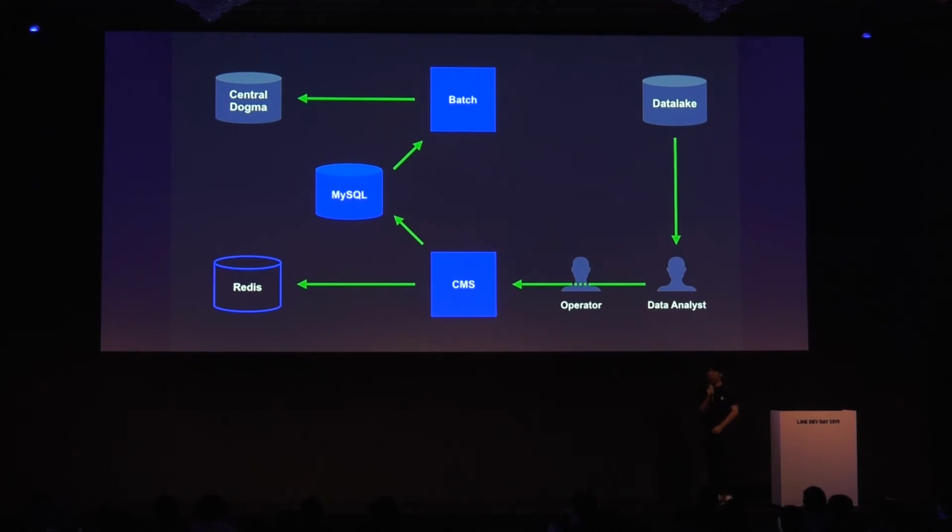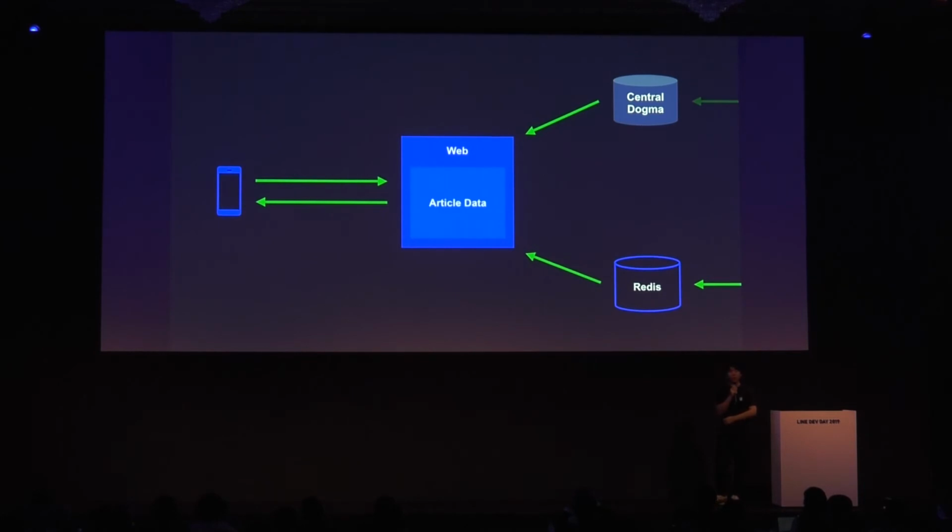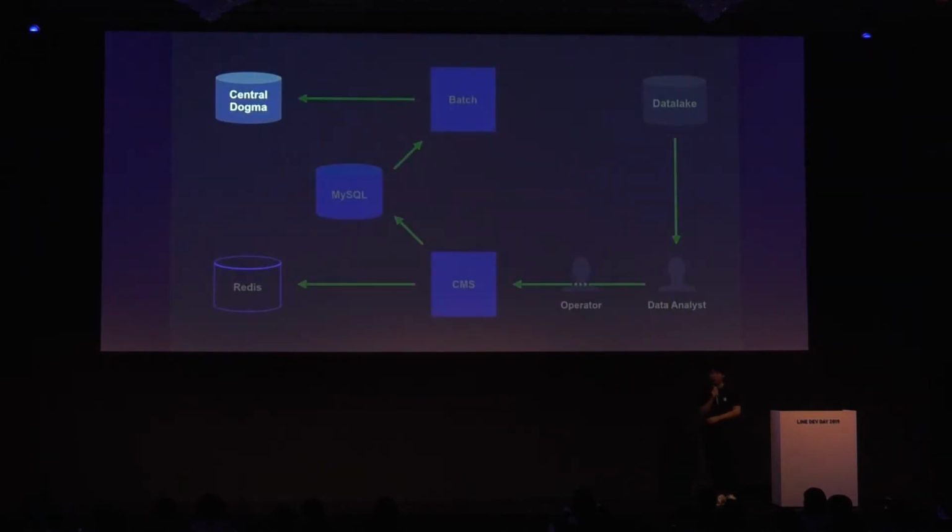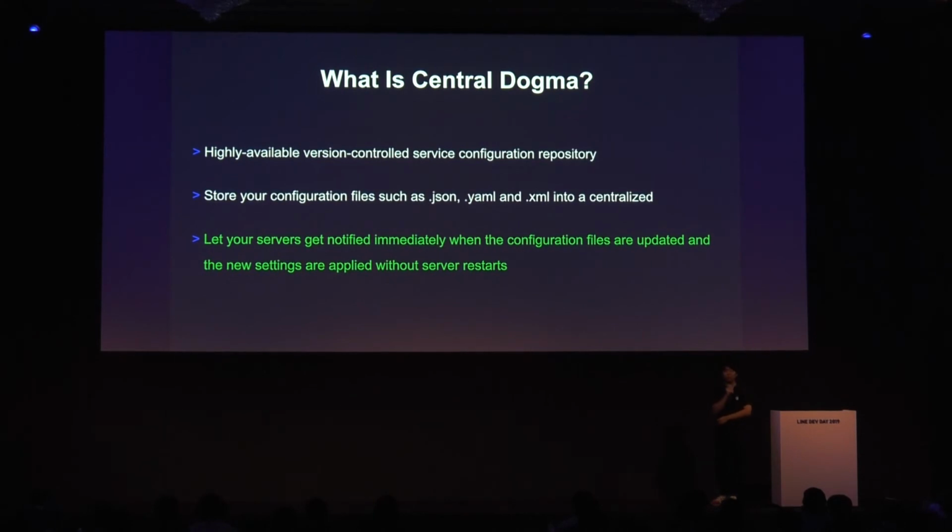Let me show the architecture. This is the entire architecture. This is import and this is request. So let me take you through the flow of the data. However, before talking about that, there is a component called Central Dogma. We have developed the Central Dogma system on our own, and this is quite an important factor in the entire architecture. So let me explain what this is.